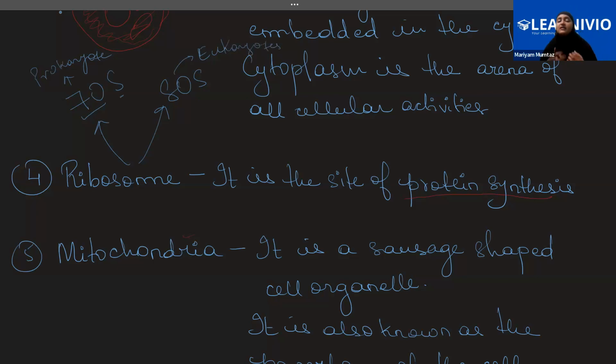Just remember it as a type of ribosome. The higher, better one will be present in the eukaryotes, since eukaryotes are more advanced, and the lower, less advanced one will be present in the prokaryotes. But the function of both of these types of ribosomes will be the same, that is protein synthesis. Clear? Any doubts?